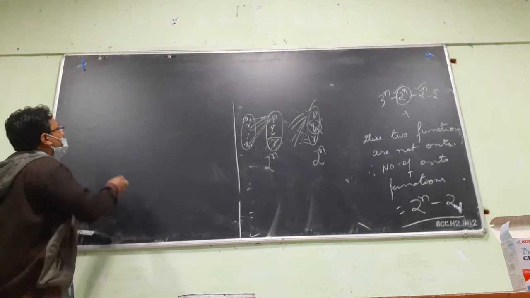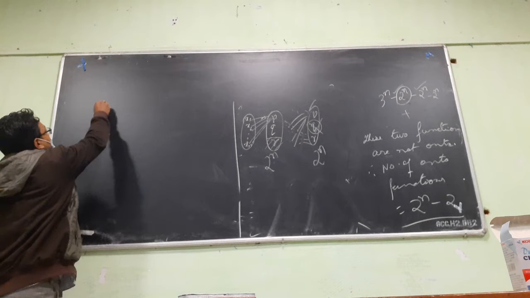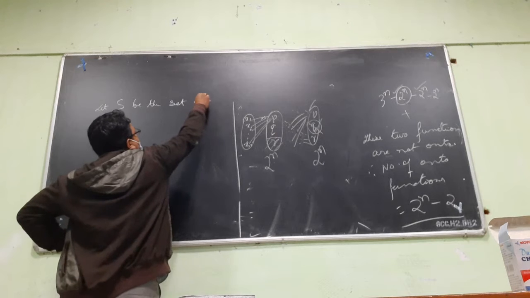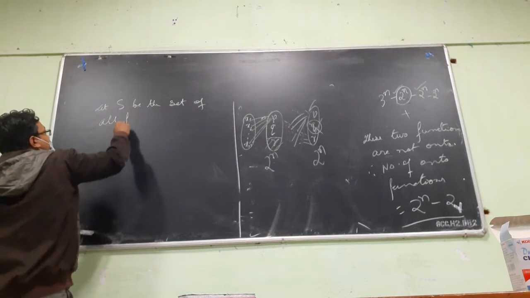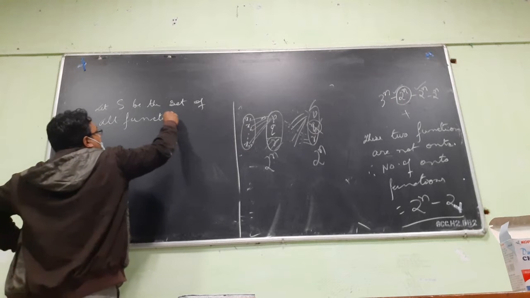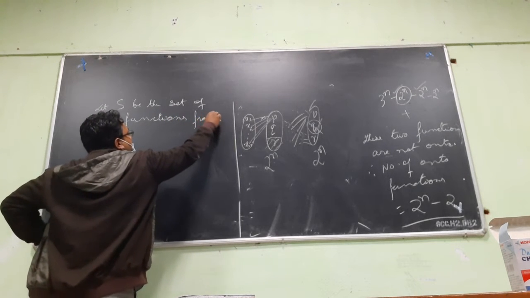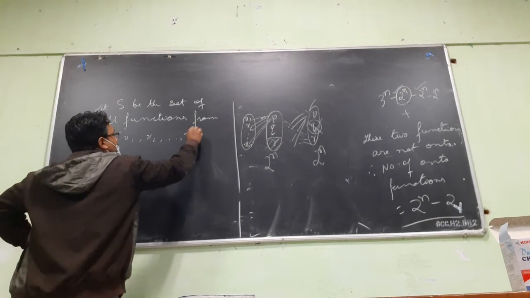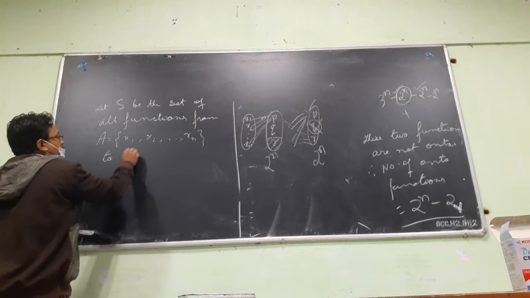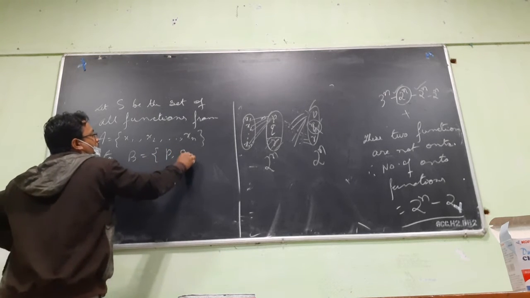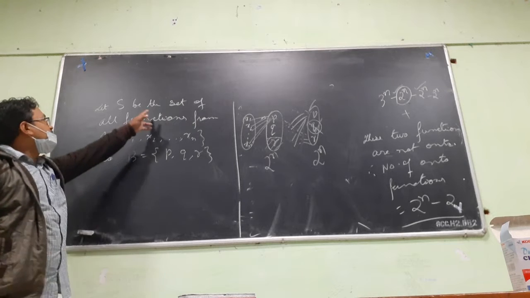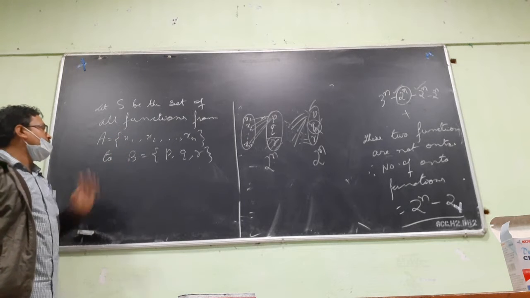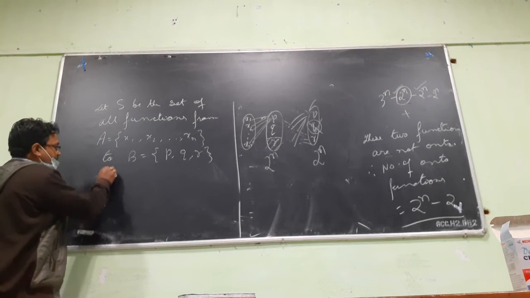Okay, let me give you one hint. Let S be the set of all functions from, say, A equal to x1, x2, up to xn to the set B equal to say P, Q, R. S is the set of all functions. This set contains all functions which can be defined from A to B. So what is the number of elements of S?